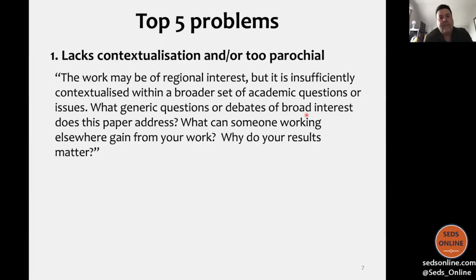All right, so what are some of the problems that some papers suffer from that lead to a more negative review than you might like? Well, one of them is that it lacks contextualization and or is too parochial or local. So the work may be of regional interest, but it's insufficiently contextualized within a broader set of academic questions or issues. So what generic questions or debates of broad interest does this paper address? What can someone working elsewhere gain from your work? Why do your results matter? So really this question comes down to who cares? Why would someone care about the work that you're presenting?